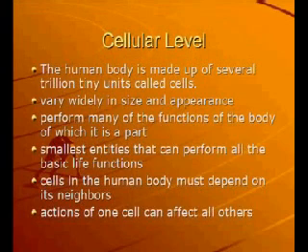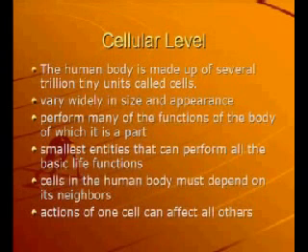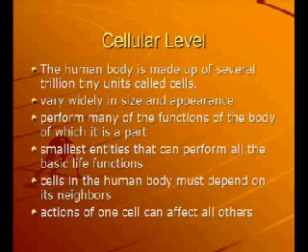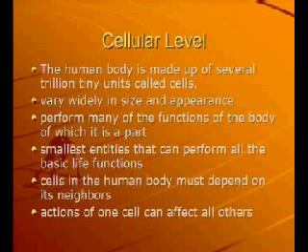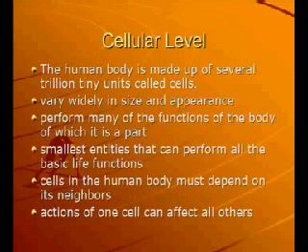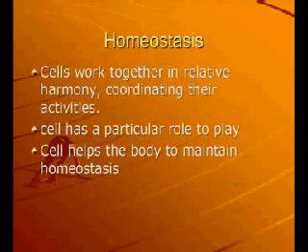At a cellular level, the human body is made up of several trillion units. These units are called cells, and they vary widely in size and appearance. They perform many functions in the body. Some of them are specialized functions and vary significantly depending on the locations of these individual cells. The smallest entity that can perform all the basic life functions is the cell. Cells in the human body depend on one another to carry out these specific functions, and the actions of one cell can affect all the other cells.